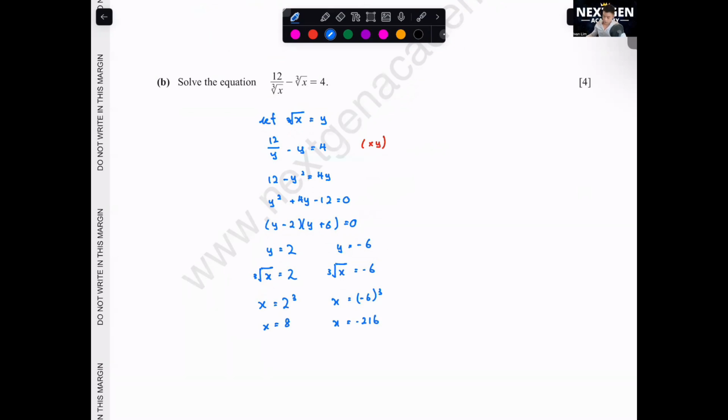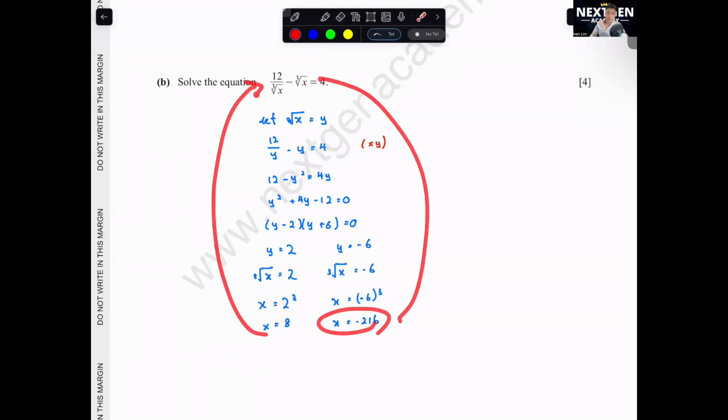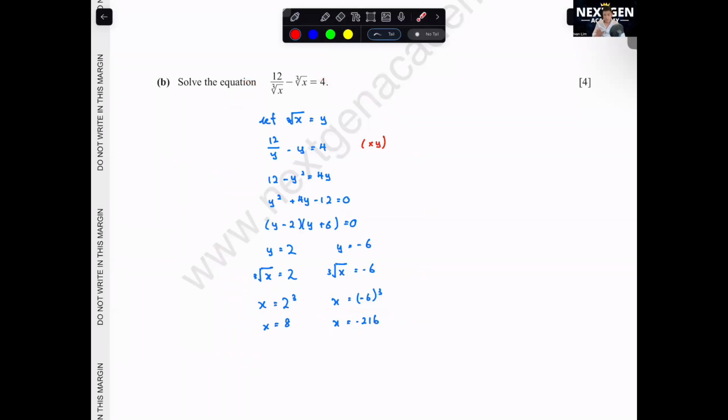Some students will ask me, teacher, do I need to check back by substituting it back into the equation? By right, actually need one. But in exam, if you don't have time, don't go and do that. In fact, this is another way where you can check whether your answer is correct or not. You substitute x equals 8 back into here and here, negative 216 into here and here, then you see whether you get 4 or not.